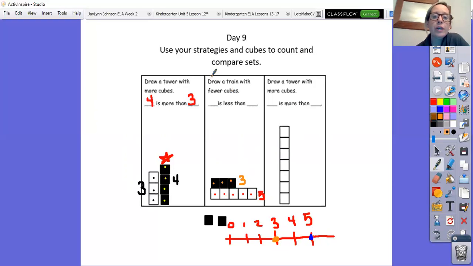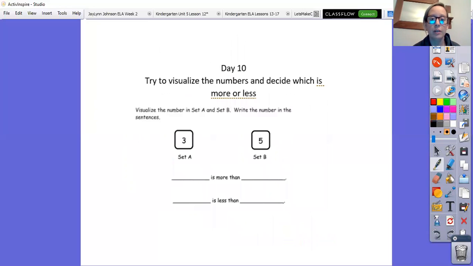All right, let's read our thing. Draw a train with fewer cubes. Okay, so let's write it in. 3 is less than, how many did we say? 5. 3 is less than 5. Okay, all right. Very quickly.